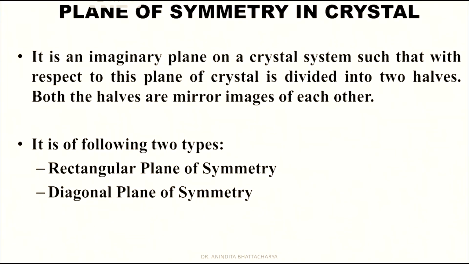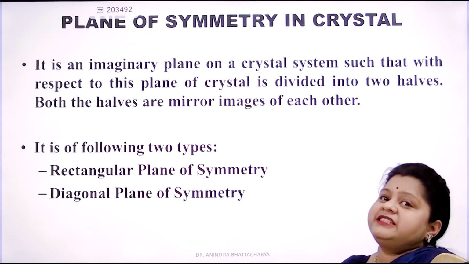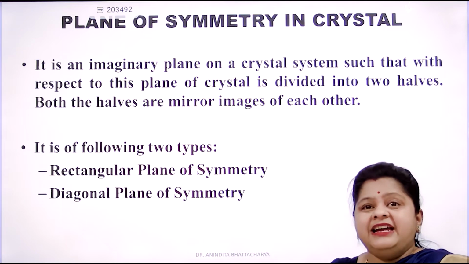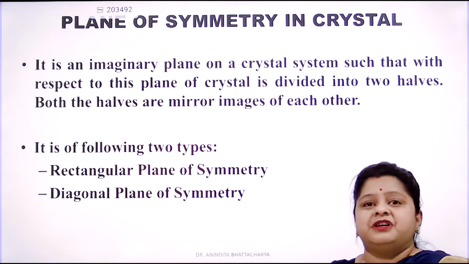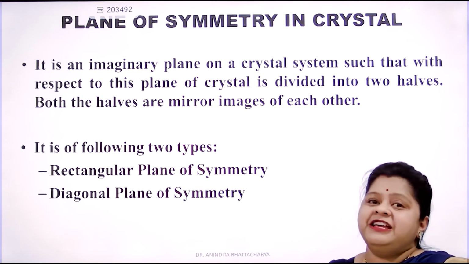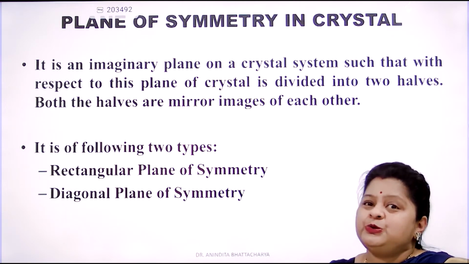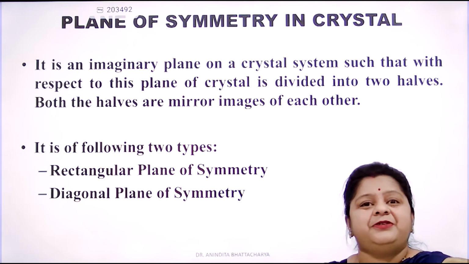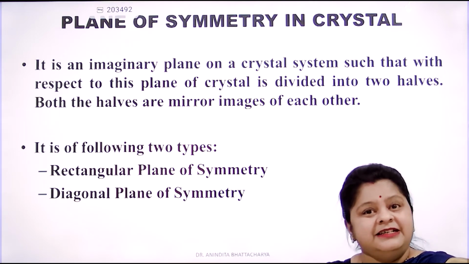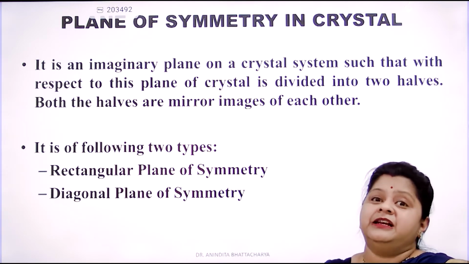Plane of symmetry is an imaginary plane on a crystal system such that when it divides the crystal into two halves, they are indistinguishable. One half is the mirror image of the other half. In this, we have two kinds of planes of symmetry: one is the rectangular plane of symmetry, and the other is the diagonal plane of symmetry.